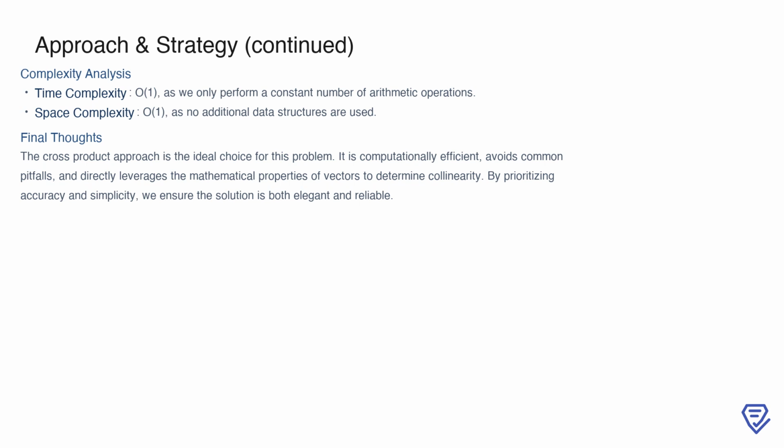In conclusion, the cross-product method is the ideal choice for determining the validity of a boomerang. It combines computational efficiency with mathematical accuracy, avoiding common pitfalls like division by zero and floating point errors. By using this method, we ensure that our solution is not only reliable but also simple and elegant, addressing the problem requirements in the most effective way possible.